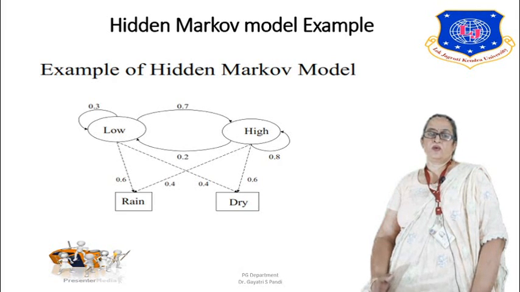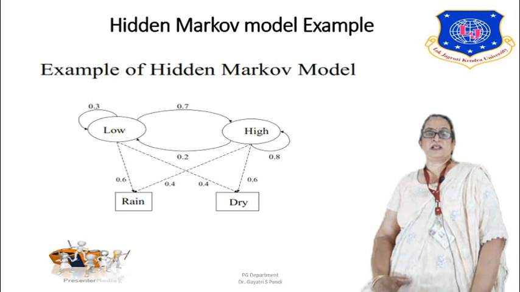The rain could be low or it could be high, and the dry state could be low or it could be high. And there are self-transition states also. For example, you can move from low to low, that is defined as 0.3 as a probability, and you can move from high to high, and the probability is defined as 0.8 here. And there is a transition from low to high, that is a probability of 0.7, and transition from high to low, that is a probability of 0.2.